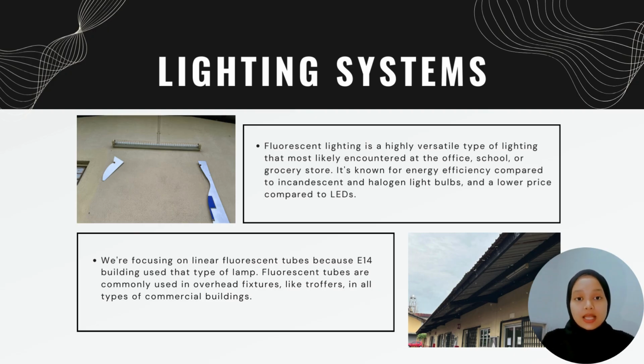Okay, next for the lighting system. Fluorescent lighting is a highly versatile type of lighting that is most likely encountered at the office, school, or grocery store. It is known for energy efficiency compared to incandescent and halogen light bulbs and a lower price compared to LED. Next, we are focusing on the linear fluorescent tube because the E14 building uses that type of lamp. Fluorescent tubes are commonly used in overhead fixtures like troughs in all types of commercial buildings.